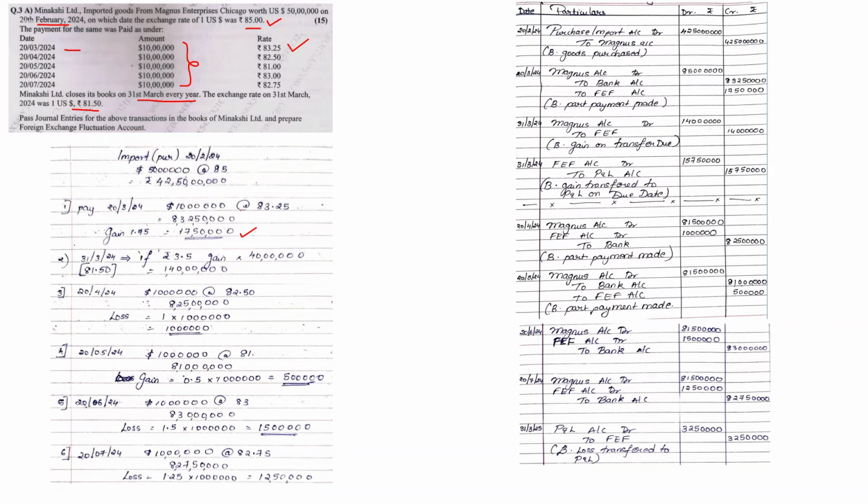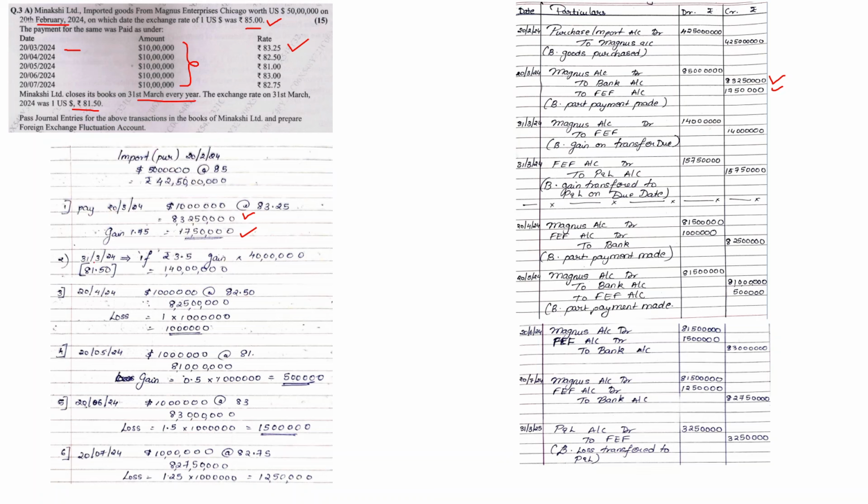10 lakh into 83.25, that is the bank amount. Entry, whenever there's a gain, FEF will always be credited. So my entry will be Magnus account debit to bank to FEF. Under bank 83.25 we have 8 crore 32 lakhs 50,000. FEF is a gain, that is 17,50,000, and when we add up we got 8 crore 50 lakh as the amount to Magnus. Now next is on 20th April, but 20th April comes after 31st March.